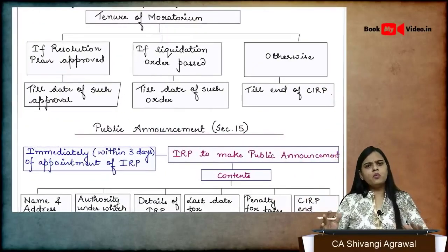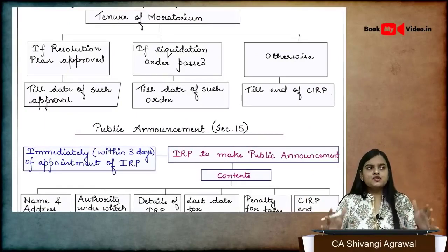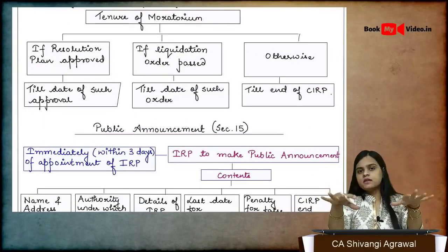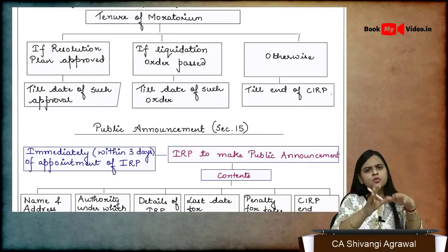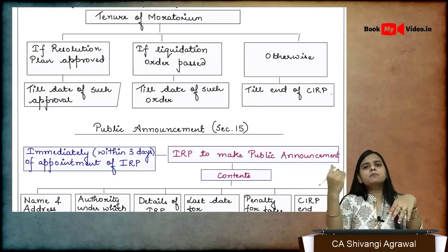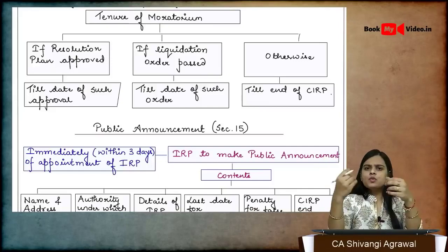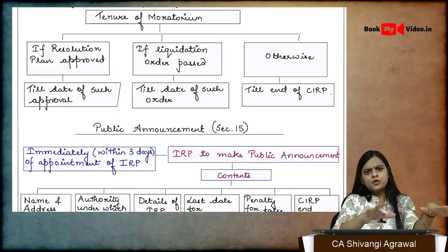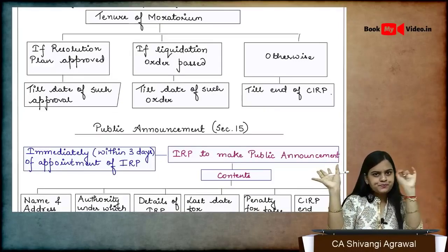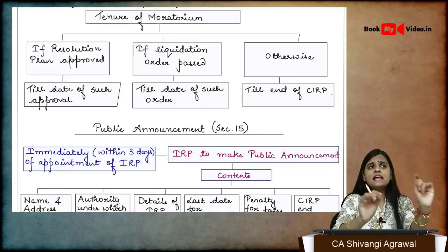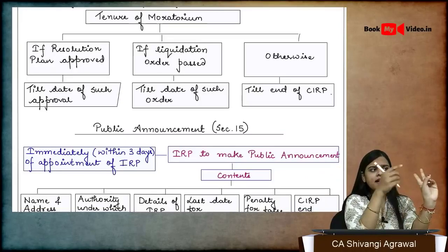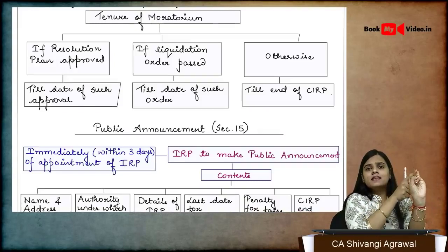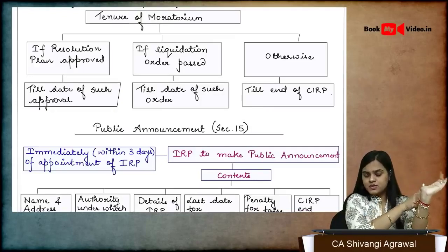Moratorium comes to an end once CIRP comes to an end. So during the whole process of CIRP, there will be moratorium. Supposedly CIRP could not happen properly and the company had to go into liquidation. So when the liquidation starts, then also the moratorium will come to an end. Clear? So what is happening? Applications are being filed, the application is admitted, then moratorium is declared, then the IRP will be appointed, and after the IRP is appointed, within 3 days, the IRP will make a public announcement.